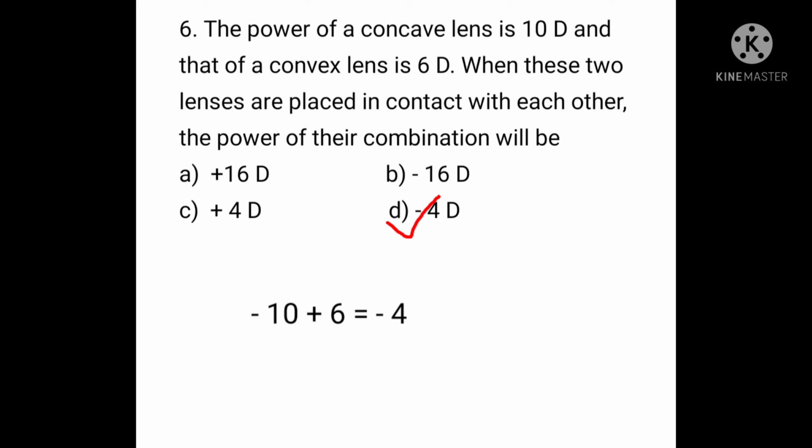The power of a concave lens is always negative and that of a convex lens is always positive. And also the power of combinations of more than one lens will be the sum of the powers of the individual lenses. So here the sum is minus 10 plus 6, which is equal to minus 4.